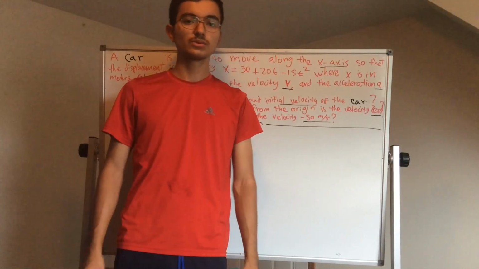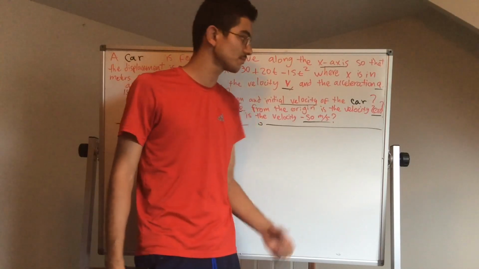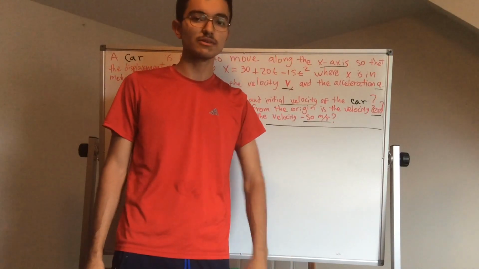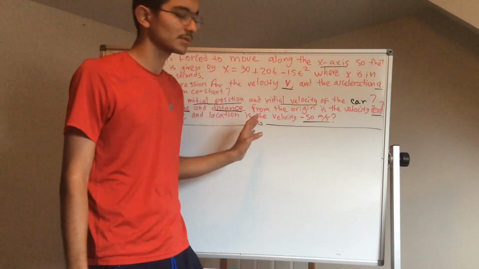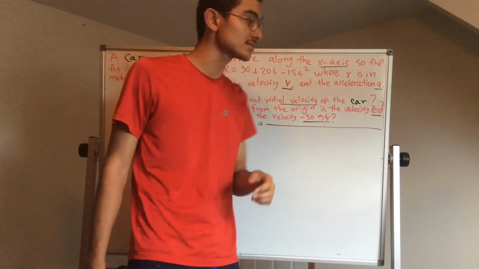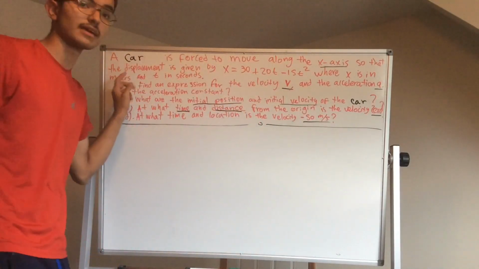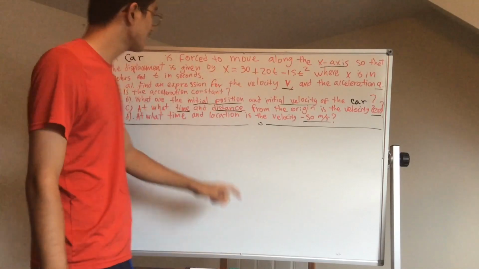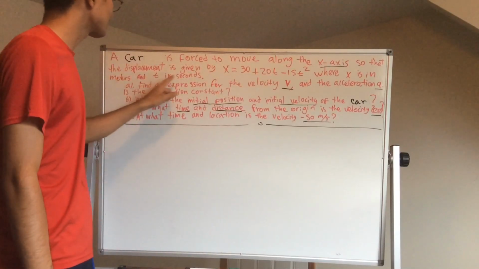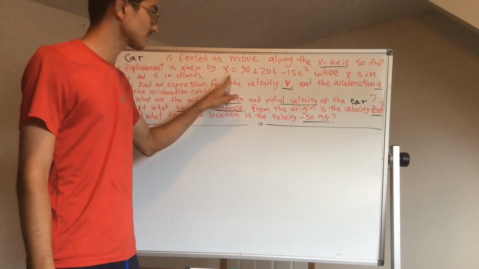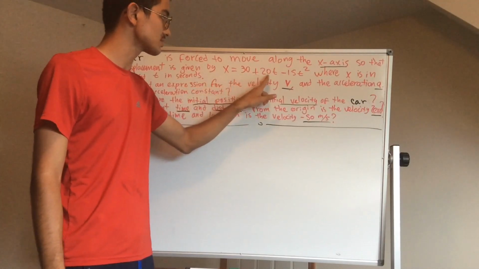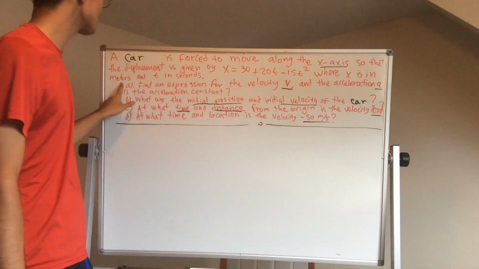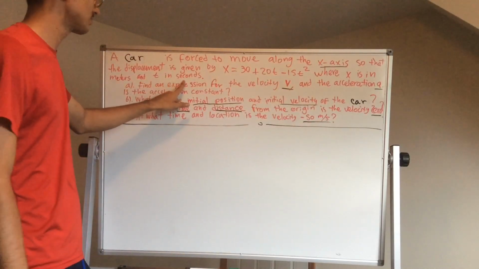Hello everyone, so today we're going to solve a problem from the Schaum's book series, the 3000 Solved Problems. In this problem specifically we have a calculus case where a car is forced to move along the x-axis so that the displacement is given by the function x equals 30 plus 20t minus 15t squared, where x is in meters and t is in seconds.